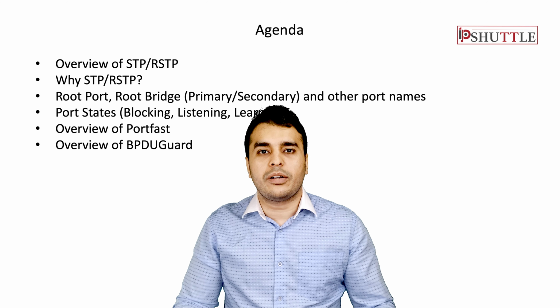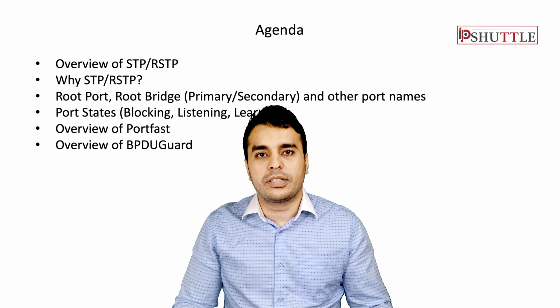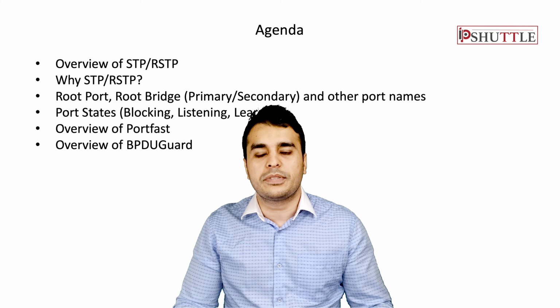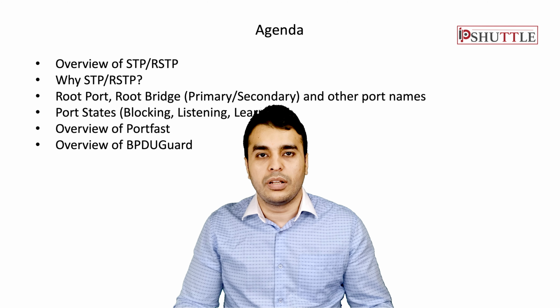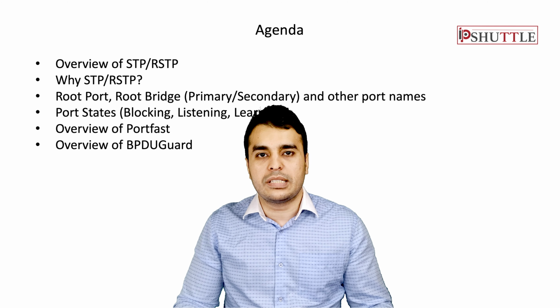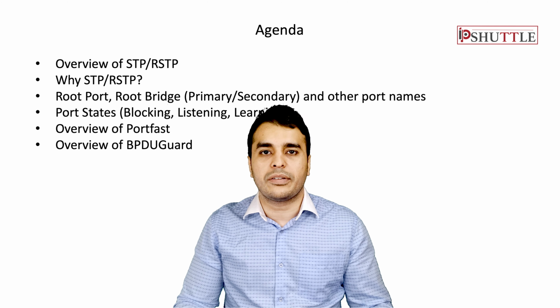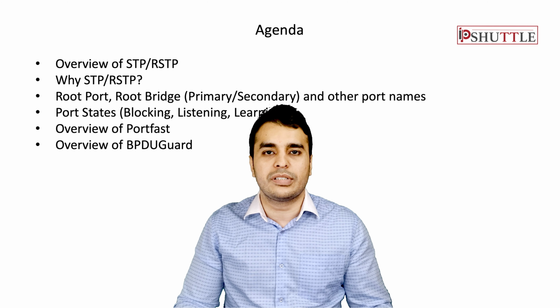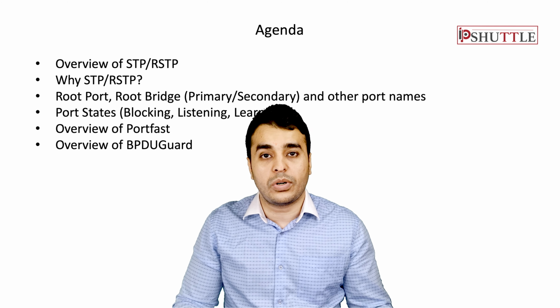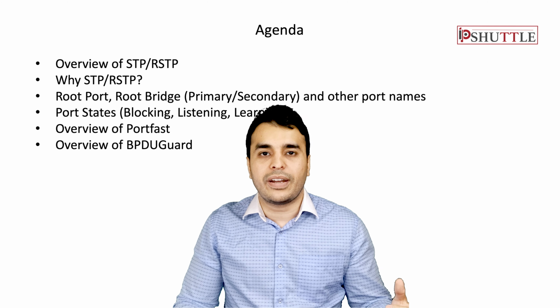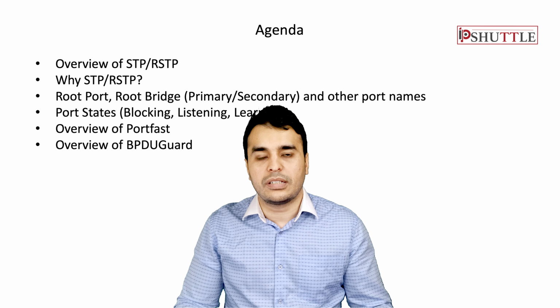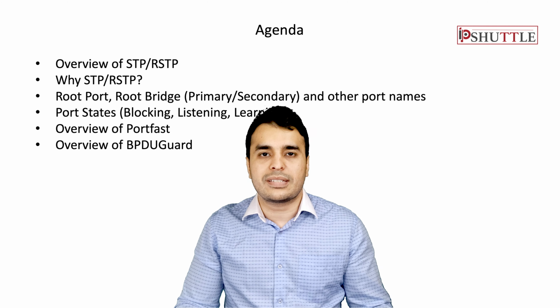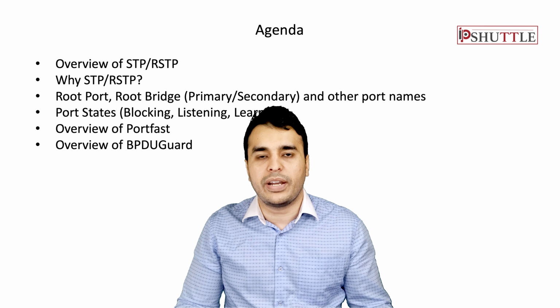Today we are going to cover what a loop in networks is, how to prevent these loops, and what Spanning Tree Protocol is. What are the different terminologies used in this protocol, like root bridge and designated ports, and how these elections work? What are the different states of these ports, and how PortFast and BPDU Guard can help you prevent some of the security risks?